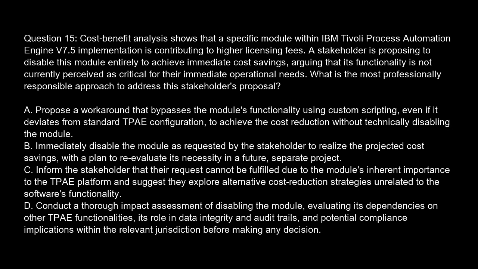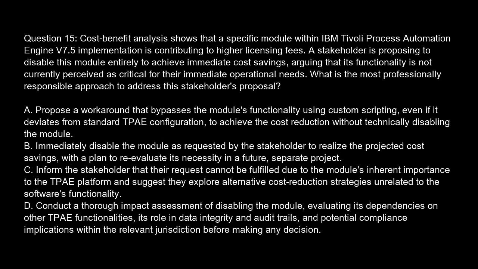Question 15. Cost-benefit analysis shows that a specific module within IBM Tivoli Process Automation Engine v7.5 implementation is contributing to higher licensing fees. A stakeholder is proposing to disable this module entirely to achieve immediate cost savings, arguing that its functionality is not currently perceived as critical for their immediate operational needs. What is the most professionally responsible approach to address this stakeholder's proposal?